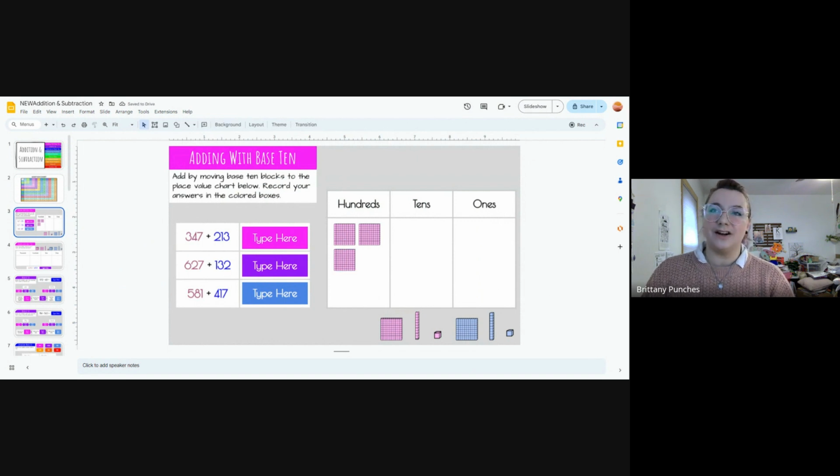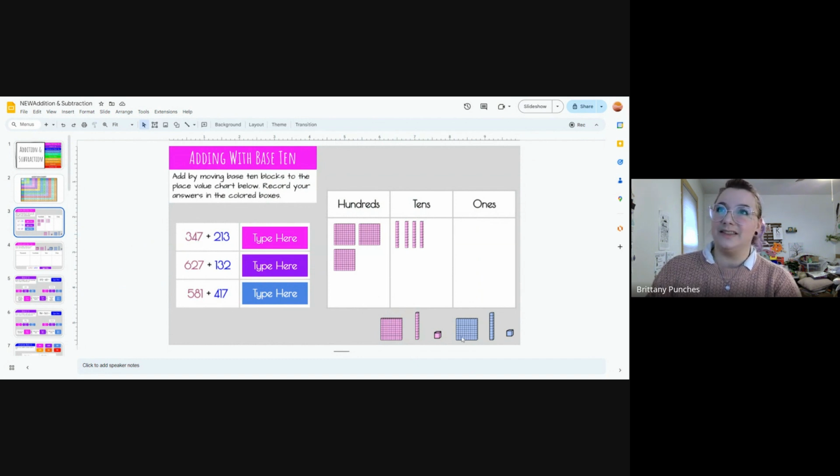How many are in our tens place? 347. Ones, tens, hundreds. Our tens place is 4. So let's grab our blocks. We'll put that in our tens column. 1, 2, 3, and 4. Perfect. Next and last, we need our ones place.